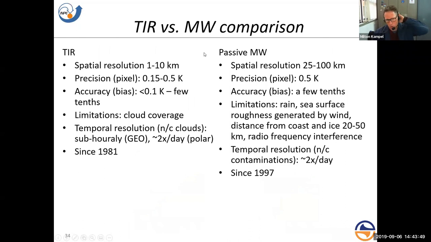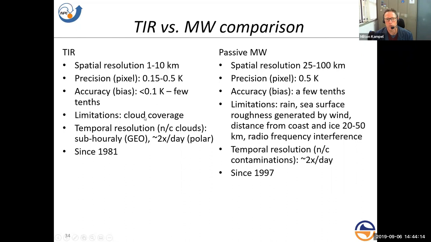Briefly comparing those two, you can see that in the thermal infrared, you're going to get a better spatial resolution, from 1 to 10 kilometers, while for microwave you're going to get a quarter of a degree as the best. Precision by pixel is also a few tenths of a degree, and here it is half a degree. Accuracy is lower than 0.1 Kelvin, and here accuracy of a few tenths.